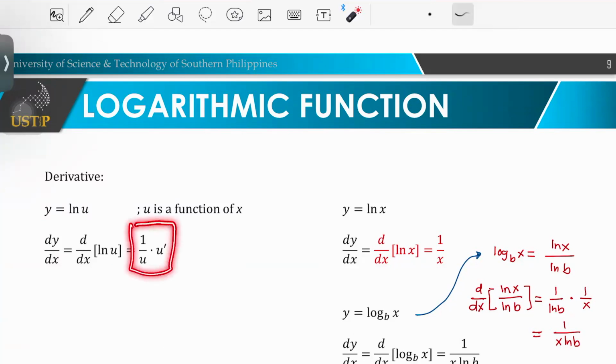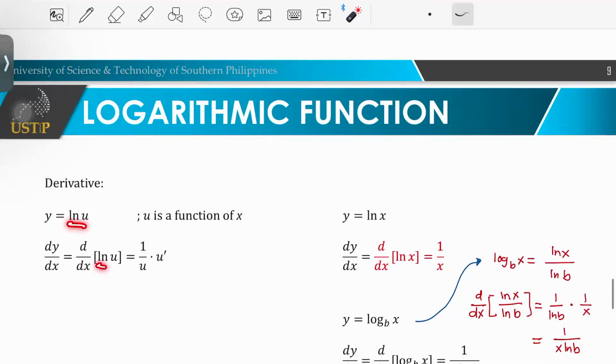1 over u times u prime. So the ln disappears from the expression. It will be replaced with 1 over u, multiplied by u prime. Okay? That's all you have to remember.